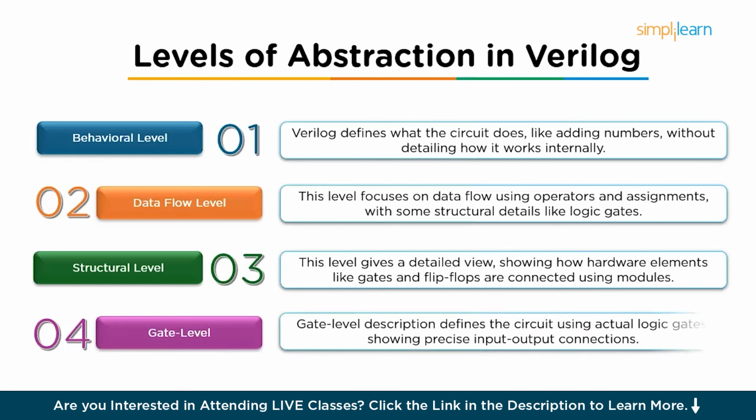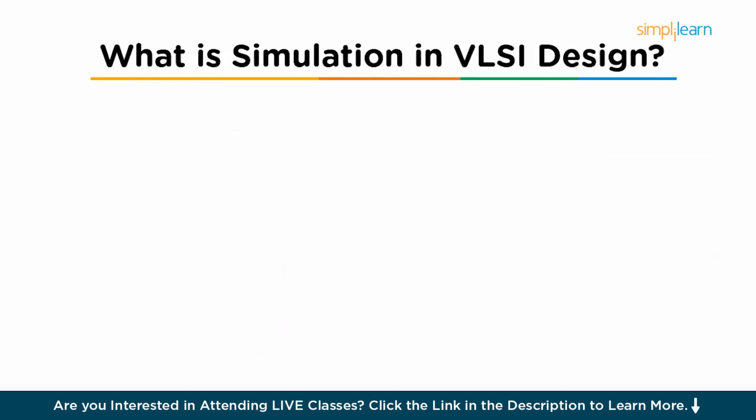Then comes the gate level, the last level. Gate level description focuses on the actual gates used in the circuit and how inputs and outputs are connected. Verilog can be used to define a circuit entirely in terms of logic gates, creating an accurate low-level representation of the design. So after understanding the levels in Verilog, let's understand what simulation is in VLSI design.